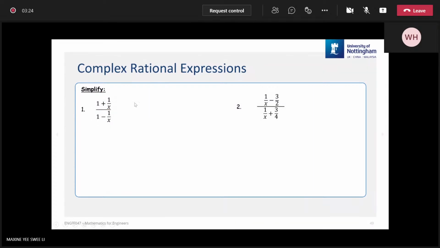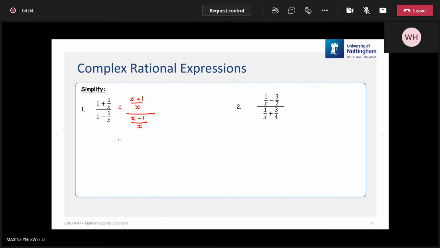All right, so let's go straight ahead into this. I'll give it as an example. Simplify 1 plus 1 over x divided by 1 minus 1 over x. So for the numerator, I'm going to try and convert it into a single rational expression, with the denominator of x. All right, so it becomes x plus 1 over x. And in the denominator, I'll do the same. So you have x minus 1 over x.